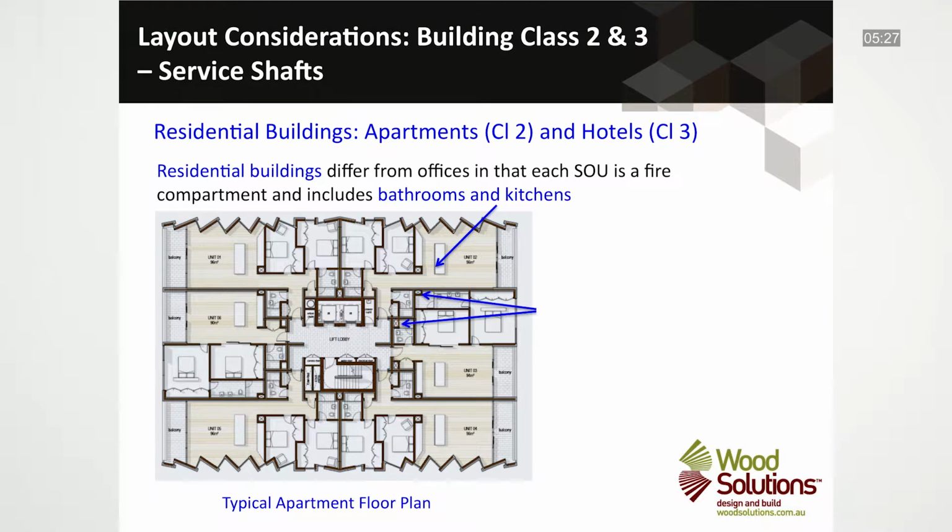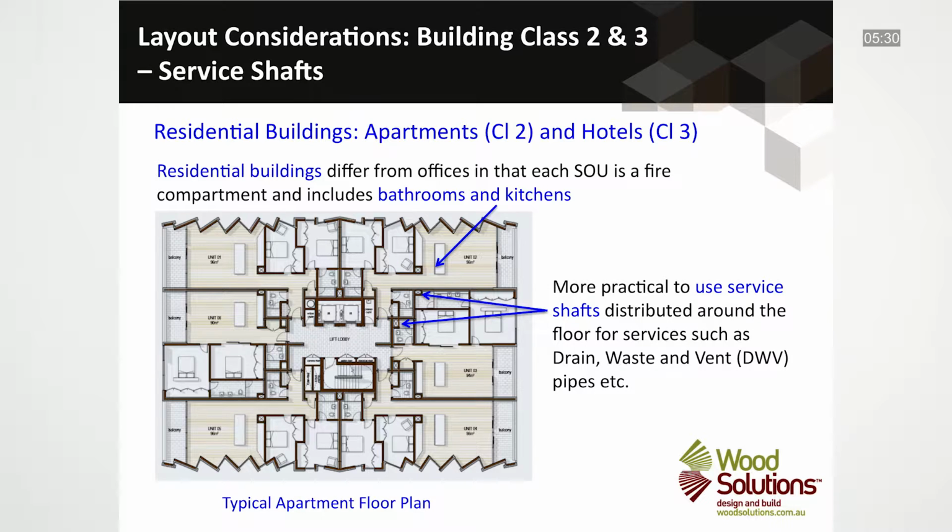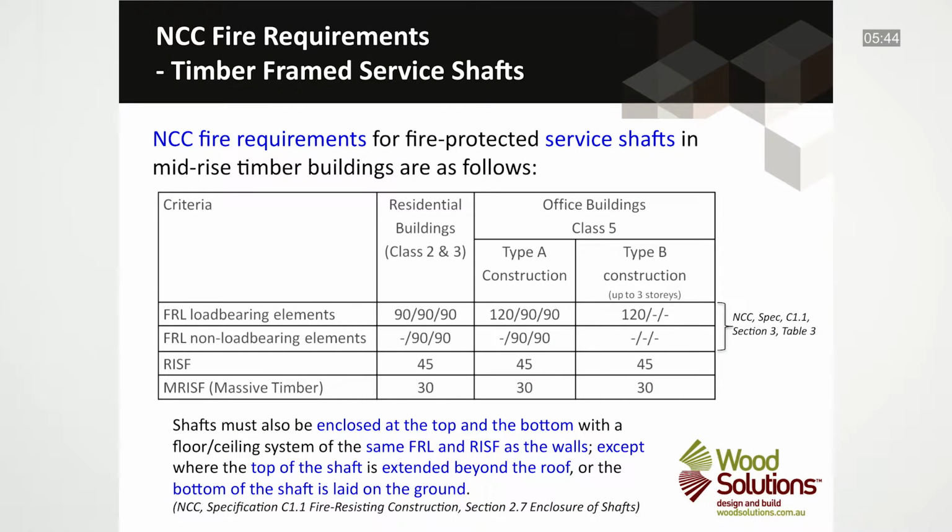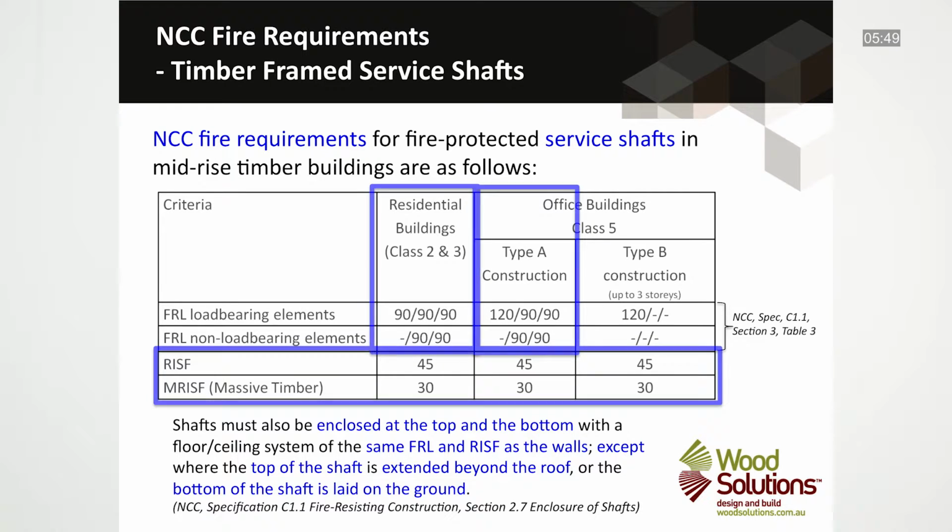In these types of buildings, it is much more practical to use vertical service shafts distributed around the floor for services such as drains, waste and vent pipes. NCC Specification C1.1, Fire Resisting Construction, Section 2.7, Enclosure of Shafts, requires that shafts must be enclosed at the top and the bottom with a floor or ceiling system of the same FRL and RISF as the walls, except where the top of the shaft is extended beyond the roof or the bottom of the shaft is laid on the ground.